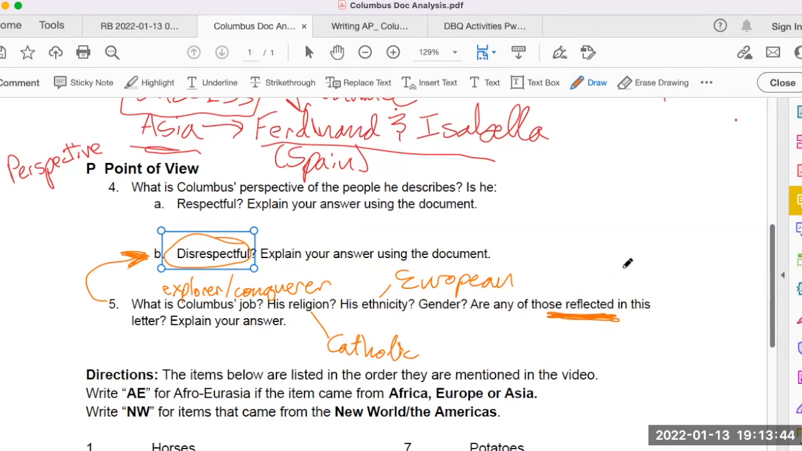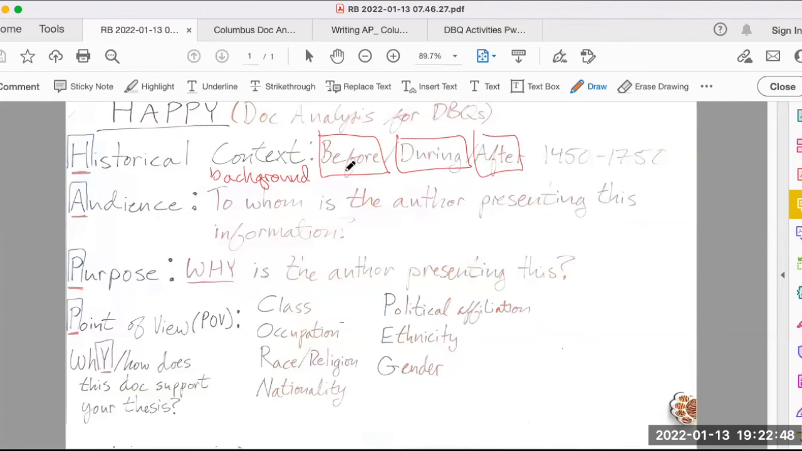So go ahead and take a moment and complete sentences to explain how his identity as an explorer or a conqueror or a European or as a Catholic could play into his perspective on the natives, how he describes the natives. So already with this one document, we have done historical context, audience, purpose, and point of view.